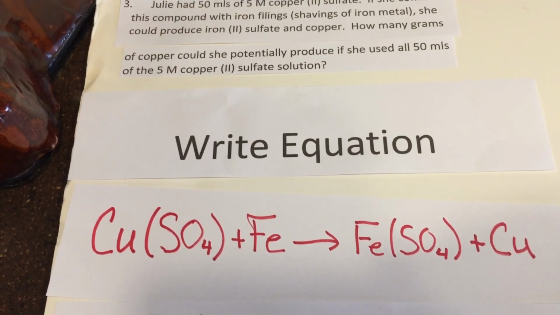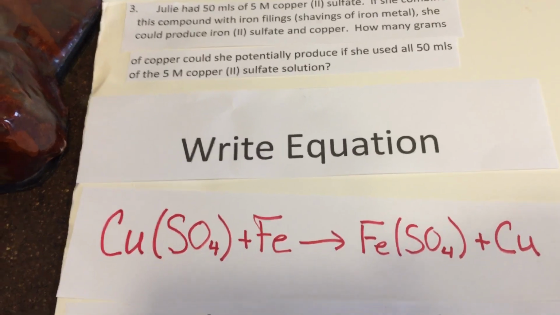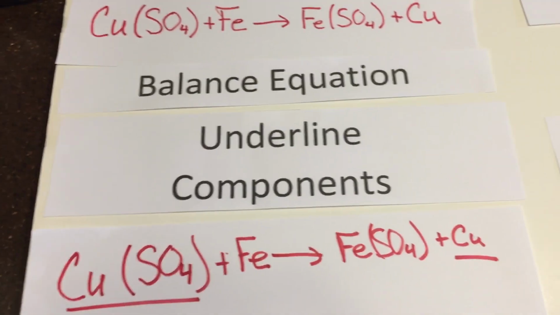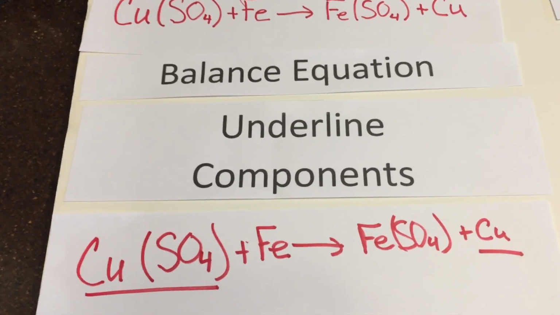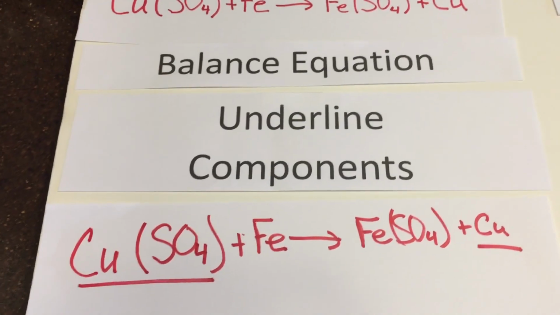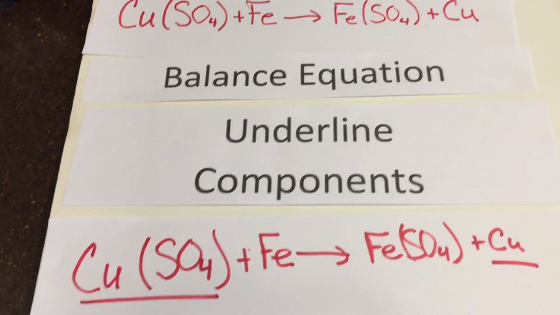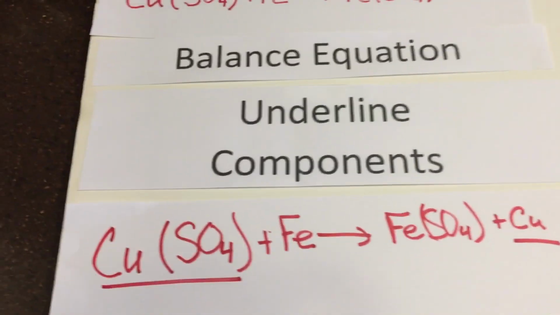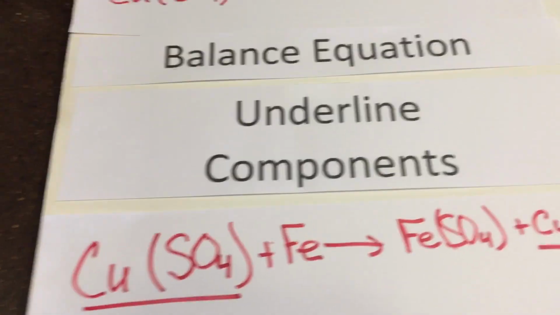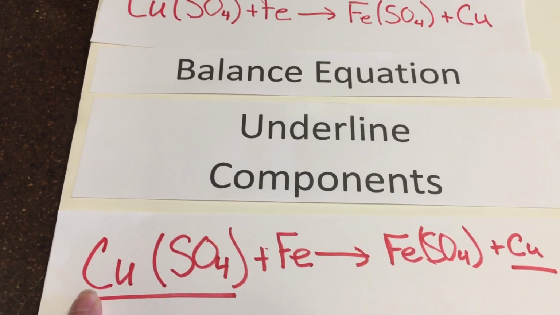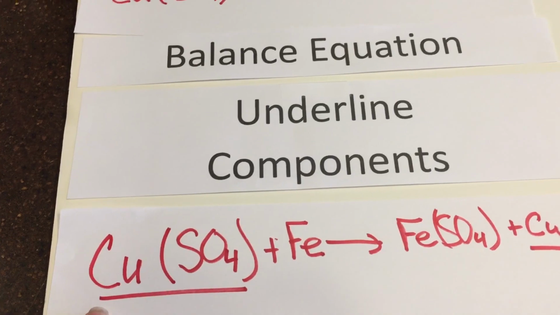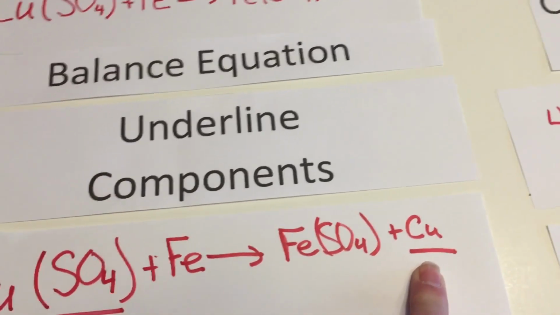Copper sulfate plus iron yields iron sulfate plus copper. This one's balanced already, so we can go on to the next step, underlining the components, copper sulfate and copper. So we start with copper sulfate and we're looking for how many grams of copper. Okay, and then at this point we're going to write down our mole to mole ratio and molar mass of our two items. So mole to mole ratio is 1:1. Molar mass of this is 160 grams, and molar mass of this is 64 grams.